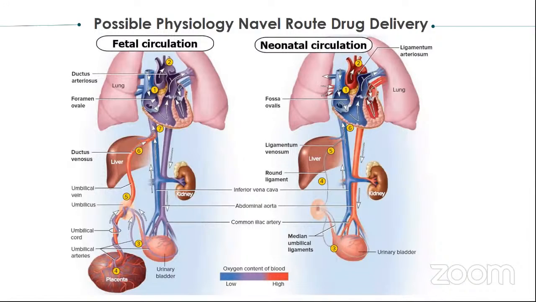And as per the literature, the umbilical vein with time stops and converts into ligaments. So it dries out after some time. So for the infants, navel route drug delivery could be effective because it is still active at that stage.